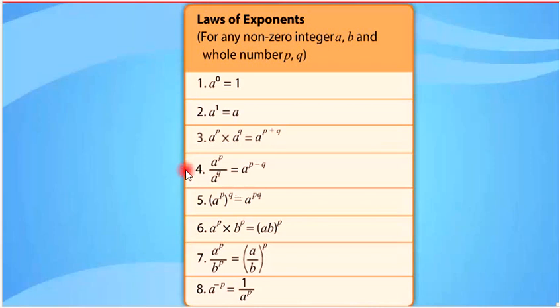Next, number 4, division of indices with the same base. If we have a raised to p divided by a raised to q, we write it as a raised to p minus q. Next, a raised to p bracket q. Here in such a case, we are supposed to multiply the two indices, that is p and q. That will give us a raised to p into q.